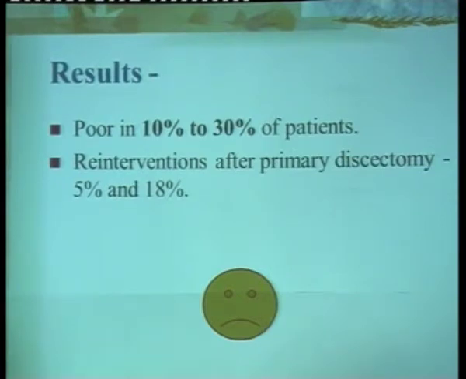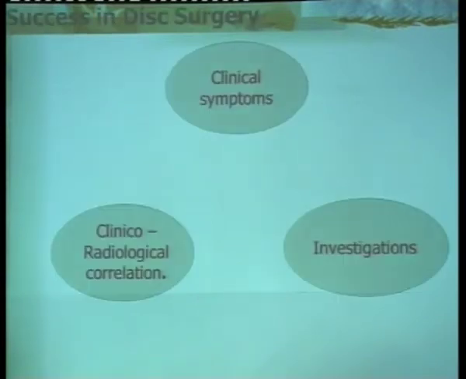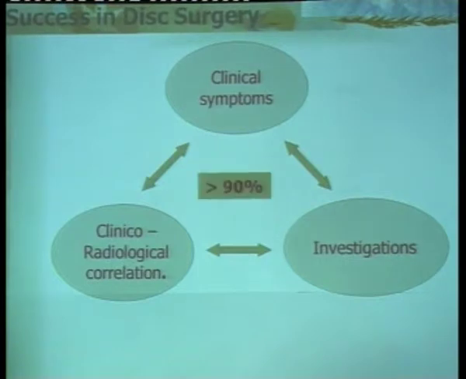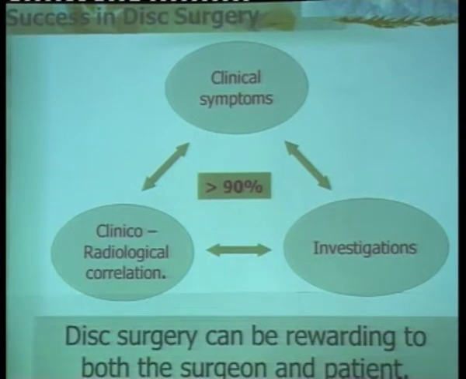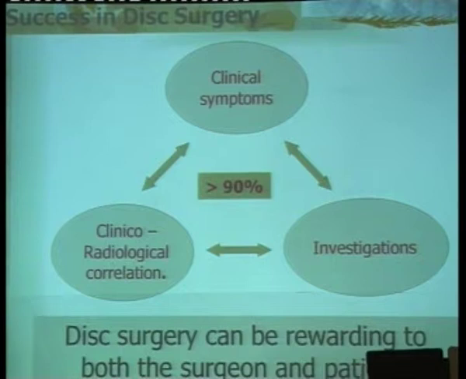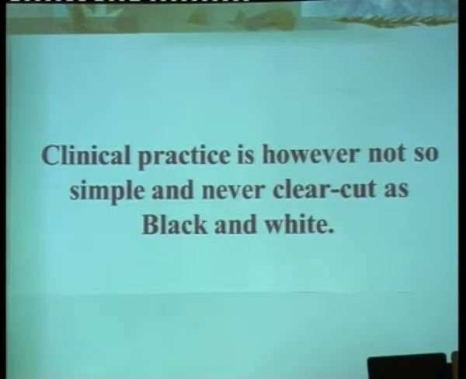And unfortunately, re-interventions after primary discectomy can be up to 18%. So the traditional textbook teaching is that you have to have the McNab criteria to get good results. The clinical symptoms must be classical. It should be matched by investigations, and there should be a good clinical radiological correlation.